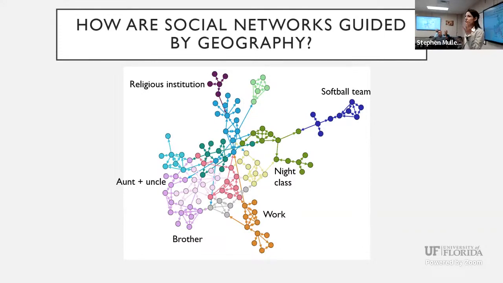But a lot of these parts of your social network need geographic space, and they're reinforced by geographic space. You need a softball field to have a softball team. We do a lot of things virtually, but before, you may have been attending these things in person, and you need the built environment to be able to do that. So how does geography affect social networks, and how do social networks affect geography?